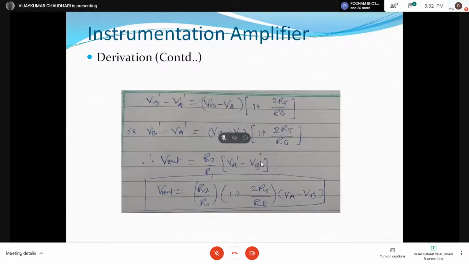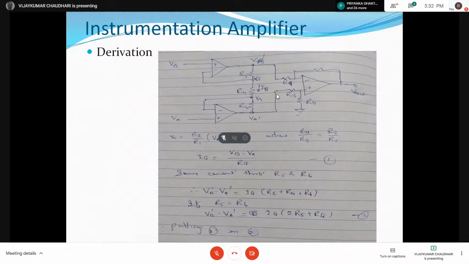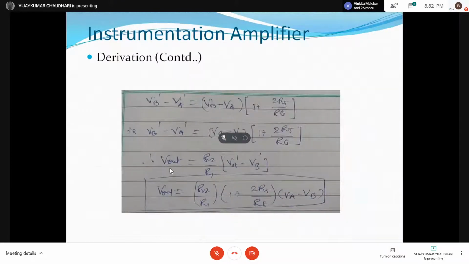Further, this is Vb dash minus Va dash. This is Vb dash and this is Va dash, and the gain of this we know is R2 by R1, considering R3 or R4 by R3 is equal to R2 by R1. Gain of this second stage amplifier is R2 by R1, right? So output here will be R2 by R1 into difference of voltage at this point. The difference is Vb dash minus Va dash, into R2 by R1, will be the output. So that output is taken here. V out is equal to R2 by R1 into Va dash minus Vb dash. Substituting it here.